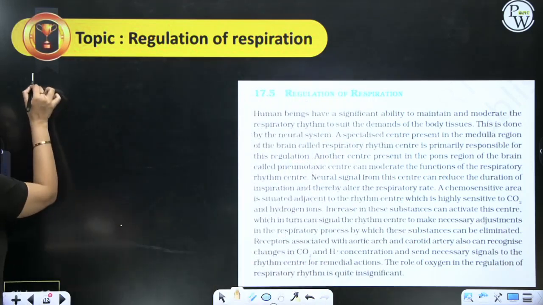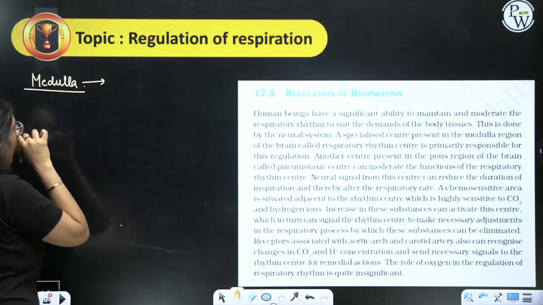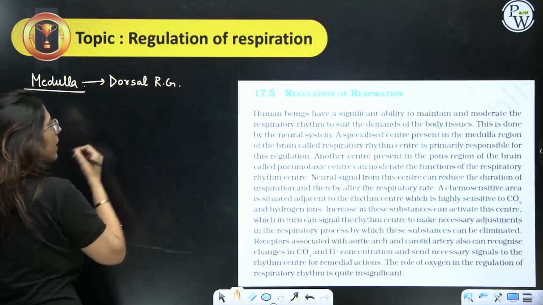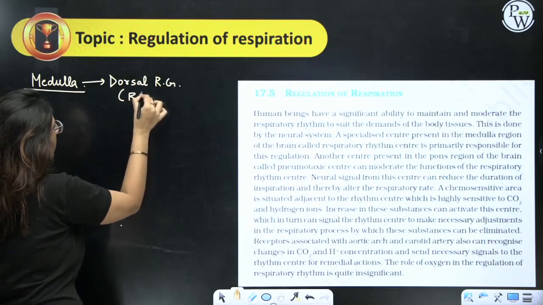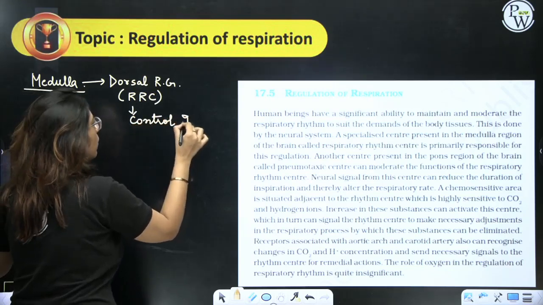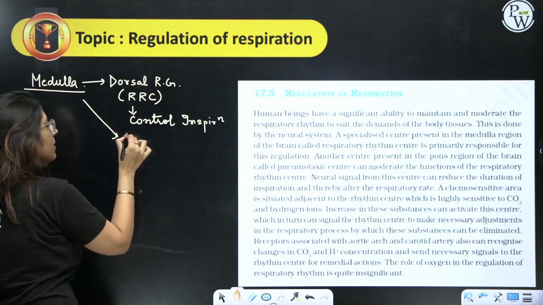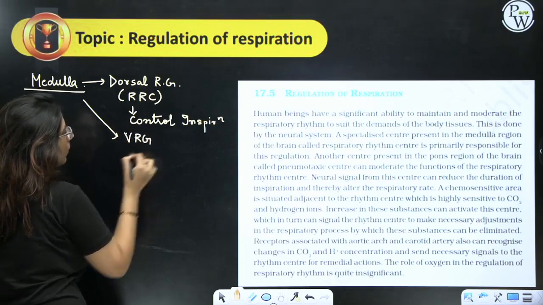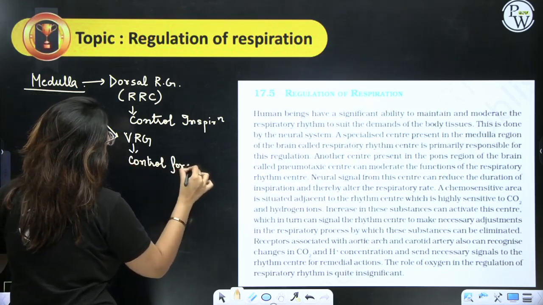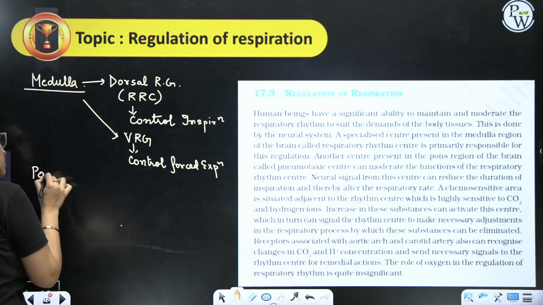The first thing which you have to remember is the medulla. In the medulla, there is one region which is termed as the dorsal respiratory group. This is termed as the respiratory rhythm center, and this controls the respiration majorly. It controls what? Inspiration. Clear? There is another which is termed as the ventral respiratory group. It controls forced expiration, sorry. Clear?